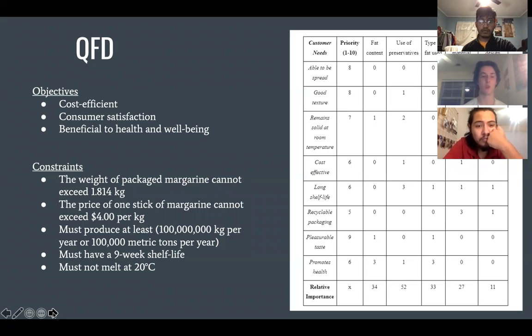The constraints we're working with here: the weight of the packaged margarine cannot exceed 1.814 kilograms. The price of one stick cannot exceed $4 per kilogram. We must produce at least 100,000 metric tons per year. It must have a 9-week shelf life, and it can't melt at 20 degrees Celsius.